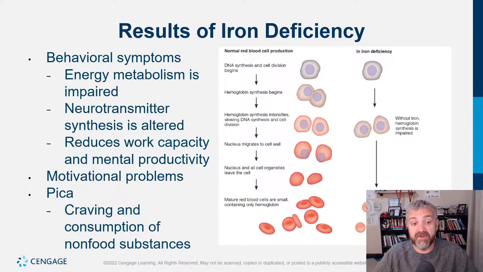So you're not gonna be carrying as much oxygen, and that's gonna lead to mental and physical issues. So you see some of the symptoms here: behavioral symptoms, energy metabolism is impaired. Oxygen is needed for ATP production. Or not all. Glycolysis is an anaerobic process, so you can make 2 ATP without oxygen, but you need oxygen to make the total ATP that you can get from glucose, which is 36. So energy metabolism would definitely be impaired.